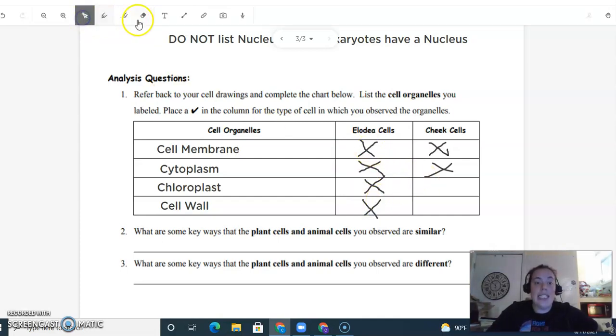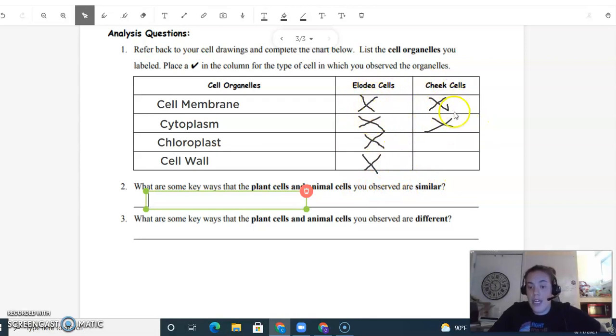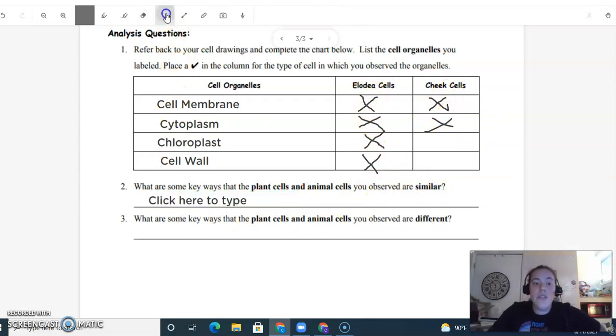So your exit ticket today that you were asked to do on your own, remember we did this part in class, your exit ticket was to complete these 2 questions. What are some key ways the plant cells and animal cells are similar? So you're going to look for those columns that are the same, that have 2 checks. And then it says, what are some ways that the plant and animal cells differ? Well, you're going to look at the ones that only have 1 check. And that was your exit ticket.